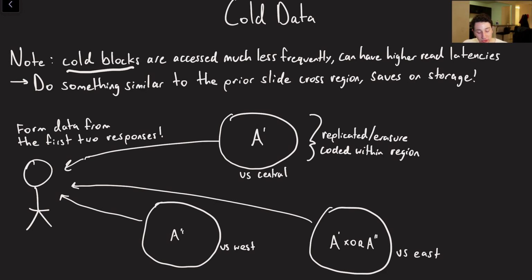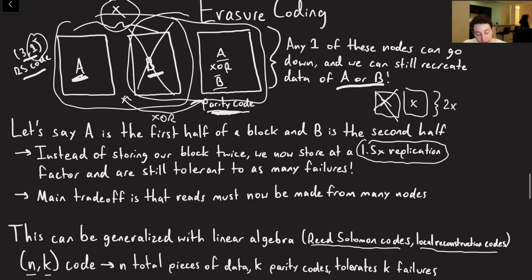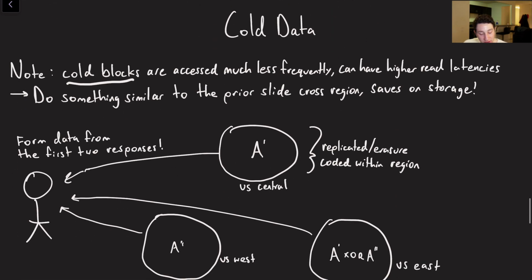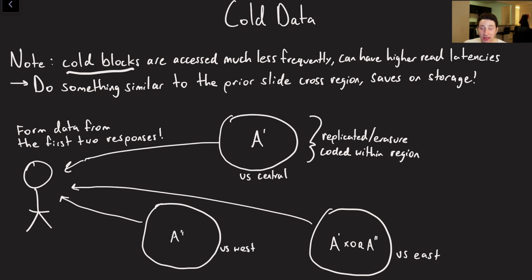Basically, they do something very similar to our previous slide, where I explained erasure coding, but across regions, right? Because if we didn't do this across regions, normally we would take our data and completely duplicate it in another region. But by doing this, what we can actually do is, again, 1.5x the storage instead of 2xing it.